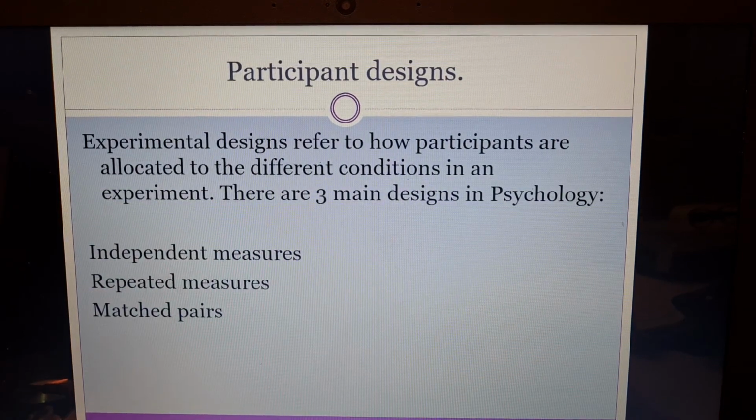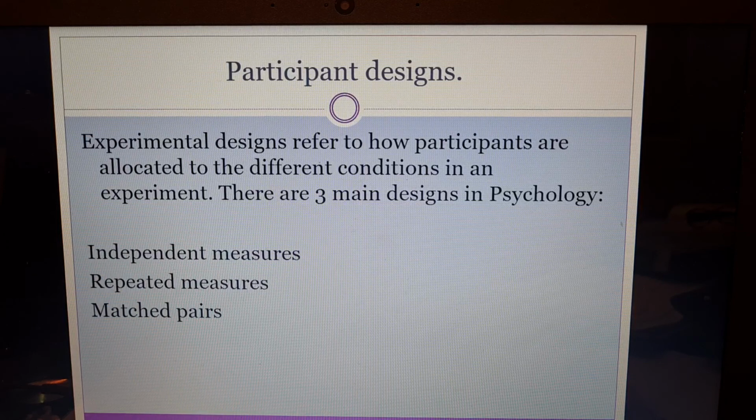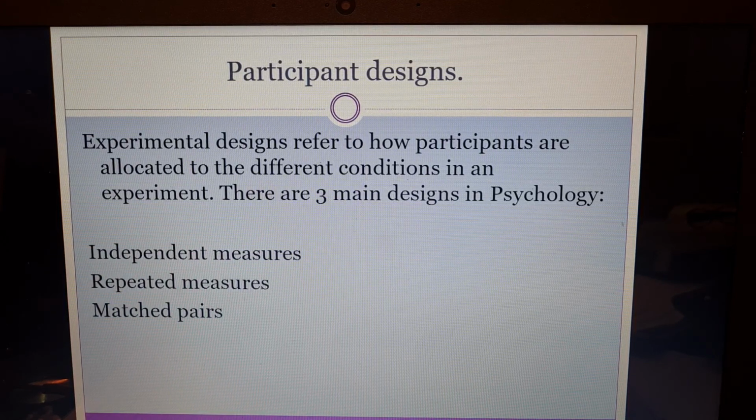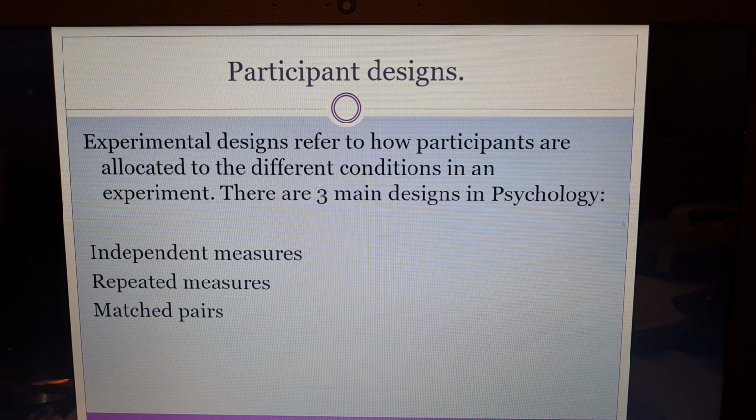So next we're going to be moving on to participant designs or experimental designs. And participant designs, there are three main types. And this is really how researchers actually use the participants. We've got independent measures, repeated measures, and matched pairs design.